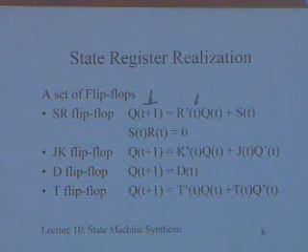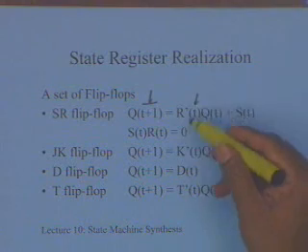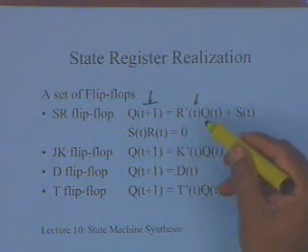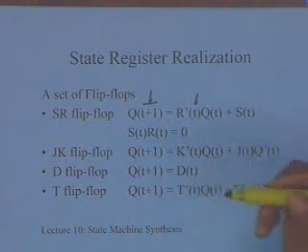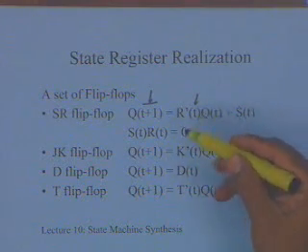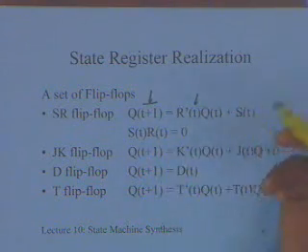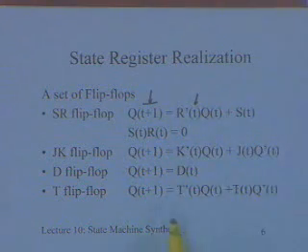Once these equations are written many times, one ignores writing this t. You can just write Q(t+1) = R'Q + S, implying that wherever t is not written, it corresponds to the current time, and when you write t plus 1, you are referring to the next clock period.